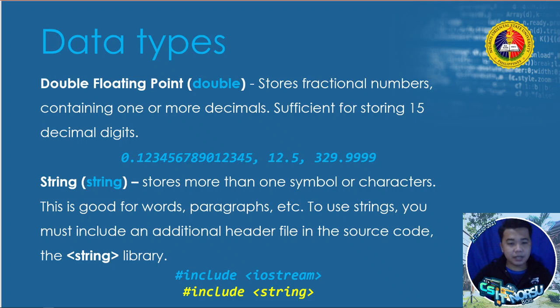Therefore, there will be two header files now in our program when we use a string. First, we have the include iostream. Now, if we decide to use string in our program, we'll also be including the string library.